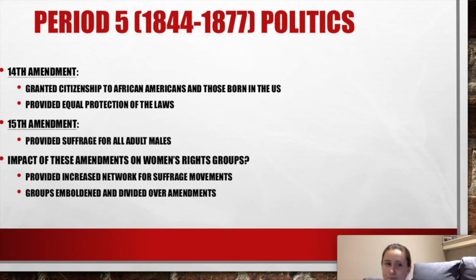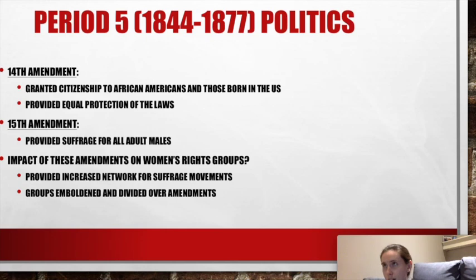So the 14th and 15th Amendments are important at this time. I have the 13th that abolished slavery, the 14th that grants citizenship to African Americans, and the 15th that actually grants suffrage. When I say suffrage, it's the right to vote. Don't forget that, it's important. And the 15th Amendment is going to grant all males within the United States the right to vote, regardless of race.